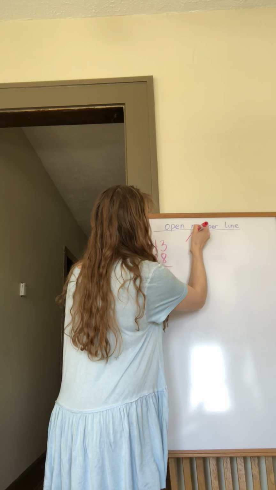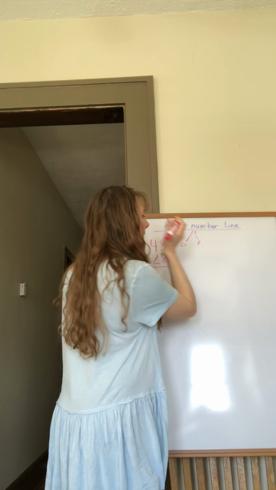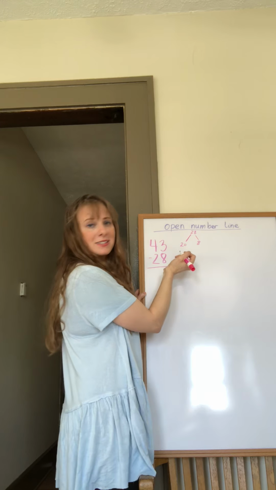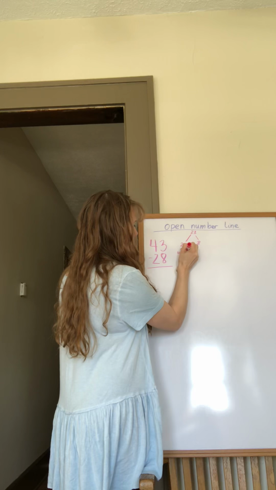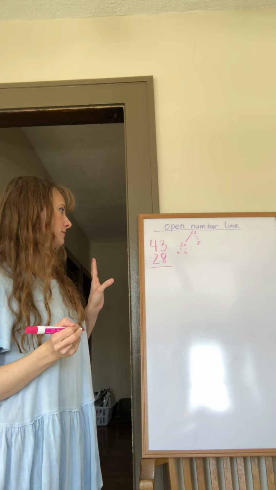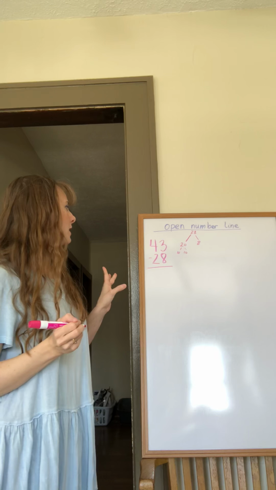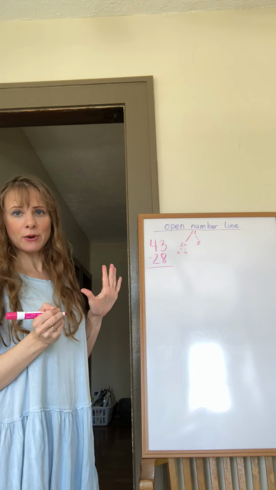We're gonna be breaking down 28 into 20 and 8. And then we know that 20 is 2 tens. And then 8 we can do 4 plus 4, 3 plus 5, 1 plus 7. It could be any of those.